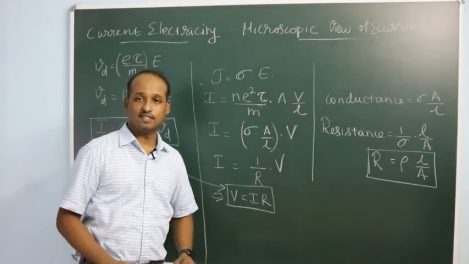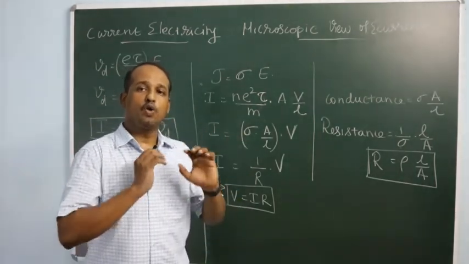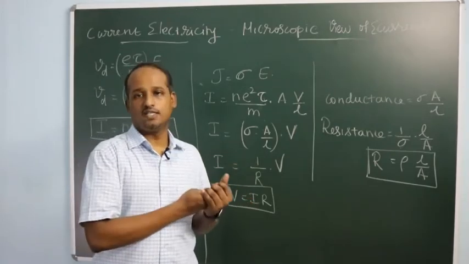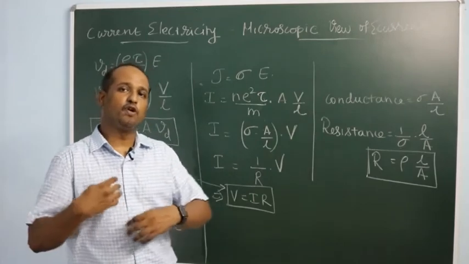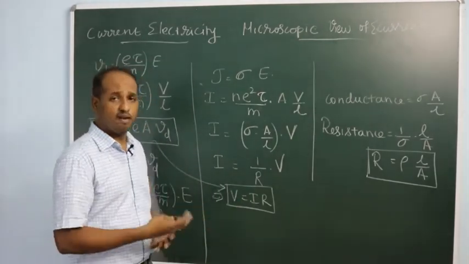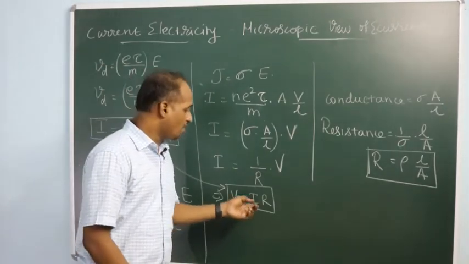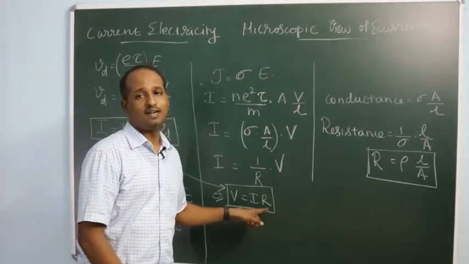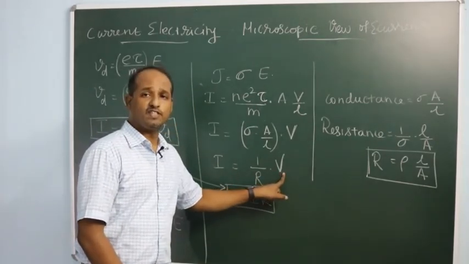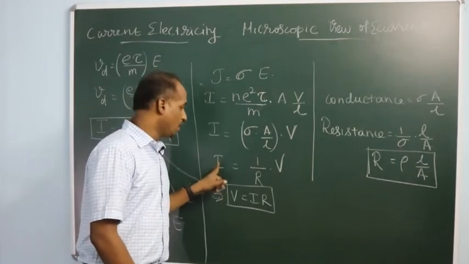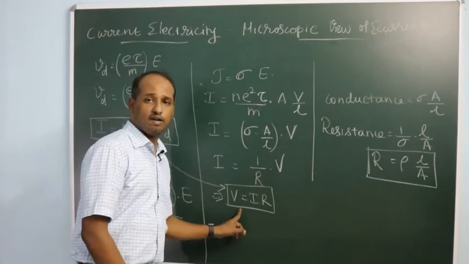R is the resistance. Resistance is the property of the material to oppose the flow of charges through it, because a number of collisions are taking place, and the sum total of that opposition of the conductor to resist the current is called resistance. So the more the potential difference applied, the more the current. So I is directly proportional to V, and V is equal to IR.